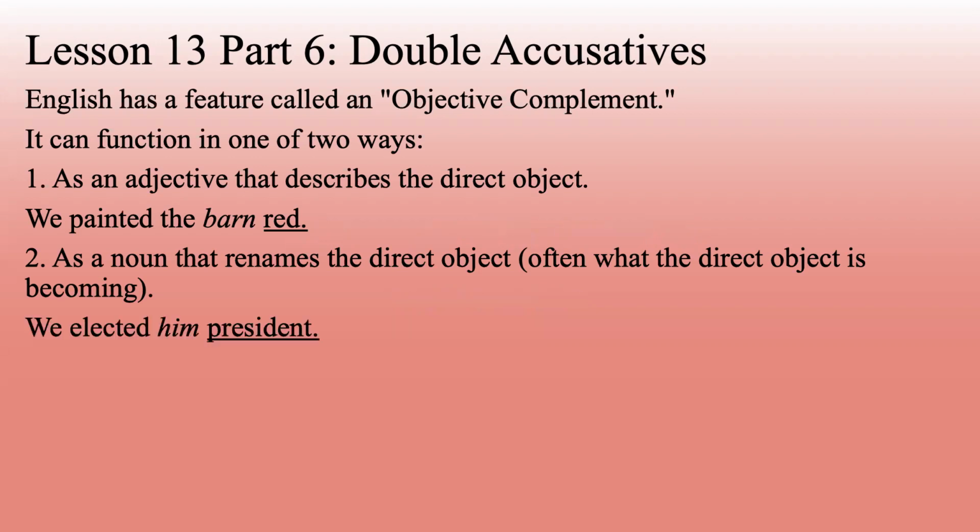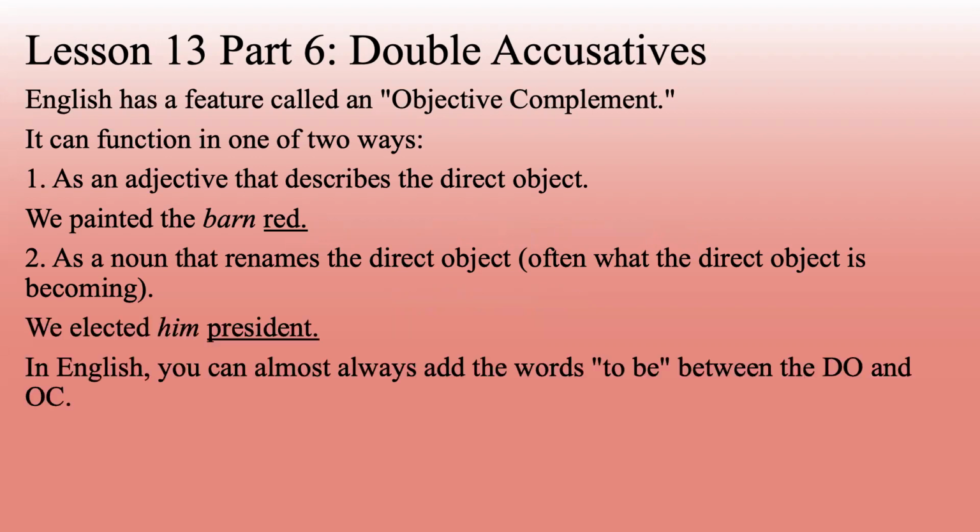We elected him president. In English, you can almost always add the words "to be" between the direct object and the objective complement. We painted the barn to be red. We elected him to be president. It's just sort of like a very shortened form of an extra infinitive in there where we just totally drop out the infinitive, but it actually has a name in English called an objective complement. So one, that example is an adjective. Two, that example is a noun. This is how we do an objective complement in English.